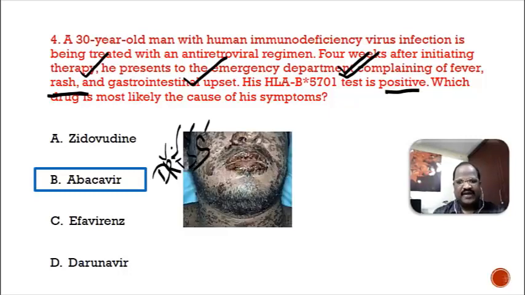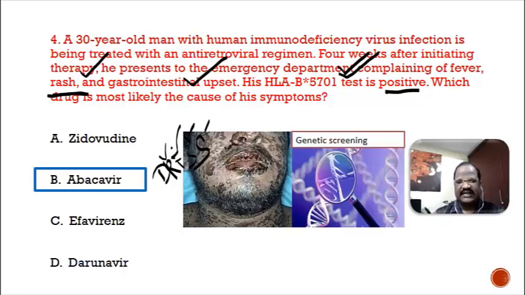So abacavir in an HLA-B*5701 allele patient is dangerous and may cause a severe skin allergic reaction in the form of Stevens-Johnson syndrome. That's why whenever you want to prescribe abacavir, the first thing you have to do is a genetic screening test and rule out this genetic makeup.